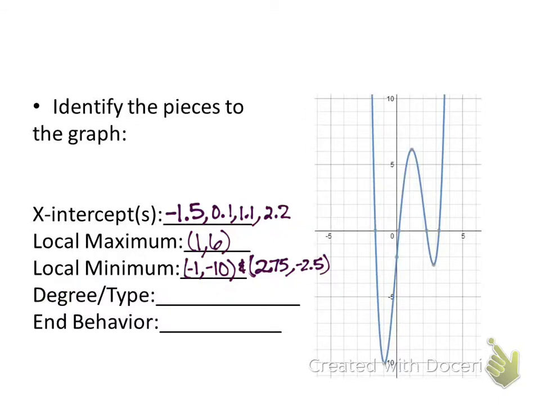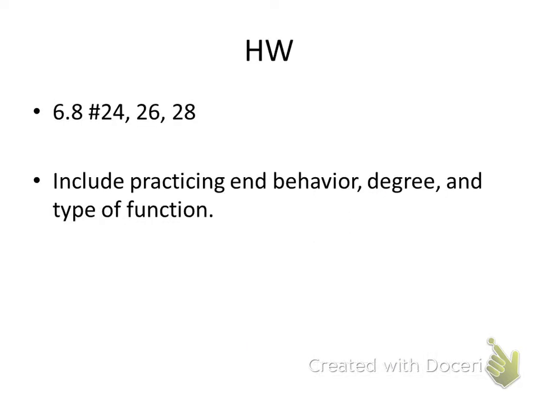So the degree, you count the turning points and add 1. We're looking at 4 if you haven't written it down already. So the word for the type that goes along with 4 is quartic. And then end behavior, start up, end up. All right, homework. You already have it on your paper, but I want you to include in the directions end behavior, degree, type of function, like what we were doing today. So all the pieces that we listed for these problems, I also want on your homework.